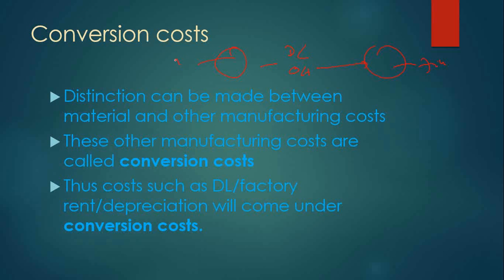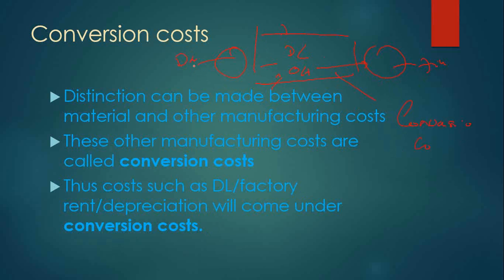So this is your direct material. To that one you add labor, you put overhead, and you convert it into a finished product. So this process is called the conversion cost. The direct labor, factory rent, depreciation, all are considered conversion cost. You take the direct material and you do whatever you have to do with it, and that is a conversion cost.